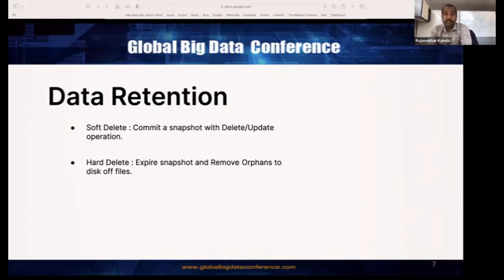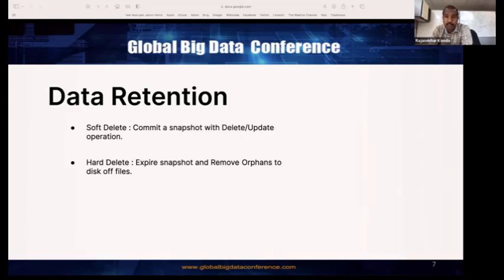Data retention is key to any organization, not only for compliance purposes, but also to clean up the data, because we don't want to keep the data forever, right? Iceberg does this in two ways. One is you commit a snapshot with the delete or update operation. That's called soft delete. It does not really delete the data from the disk when you do this operation, but users cannot see it. However, they can go back to a previous snapshot and see what has been deleted, right?